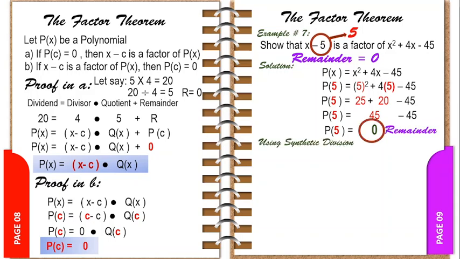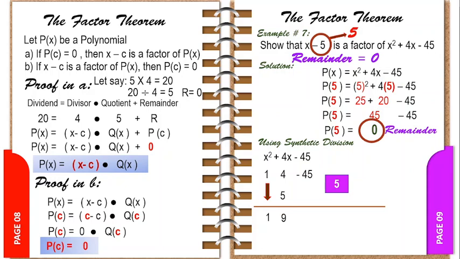Another proof is using synthetic division. Using synthetic division, we just simply copy the dividend, arrange in standard form, and copy the numerical coefficient. So we have 1, 4, negative 45. Our multiplier is 5. Then create a long line and an arrow, bring down the first term, and locate it on the third row. So that is 1. 1 times 5 is 5. You're going to add the first row and the second row. So 4 plus 5 equals 9.